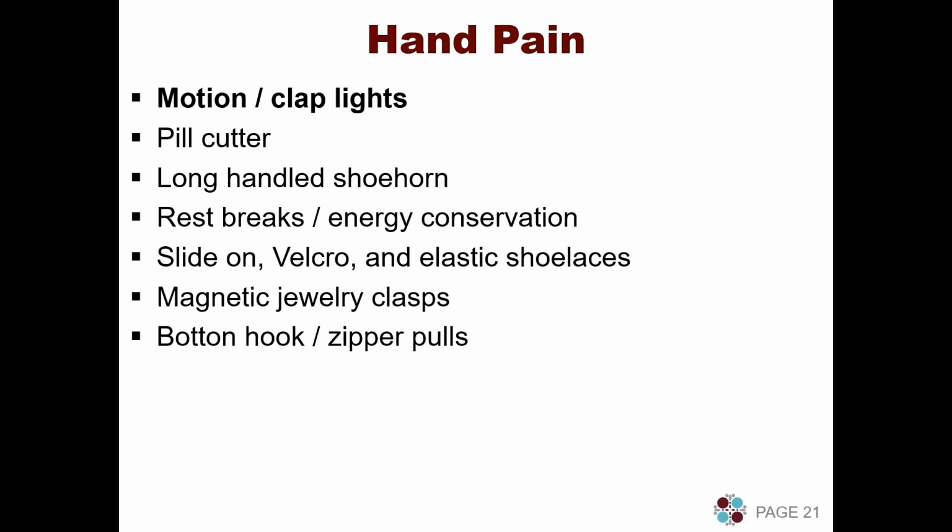Magnetic jewelry clasps for any piece of jewelry, relatively cheap. If you go to your jewelers, they can switch those out for you. But for patients that have neuropathy or just decreased dexterity, that's a great option. Using a button hook or a zipper pull, it just gives a larger, wider base, so it's a lot less strenuous on the joints and really can increase the individual's independence with dressing.